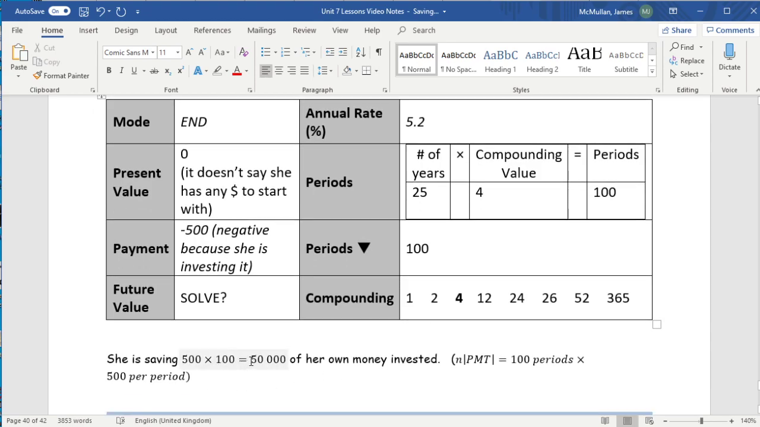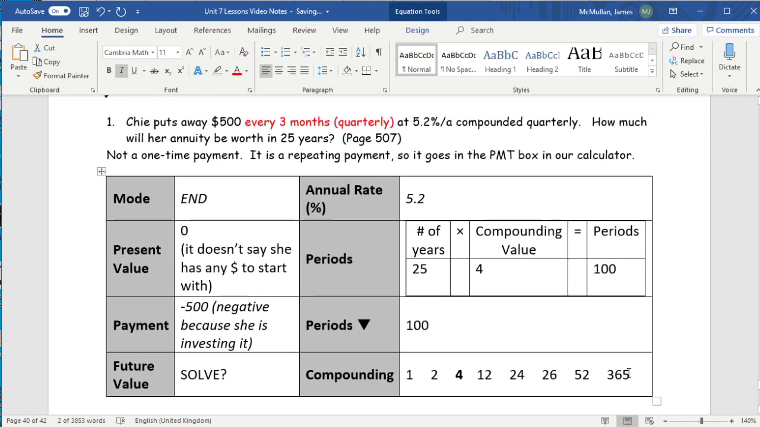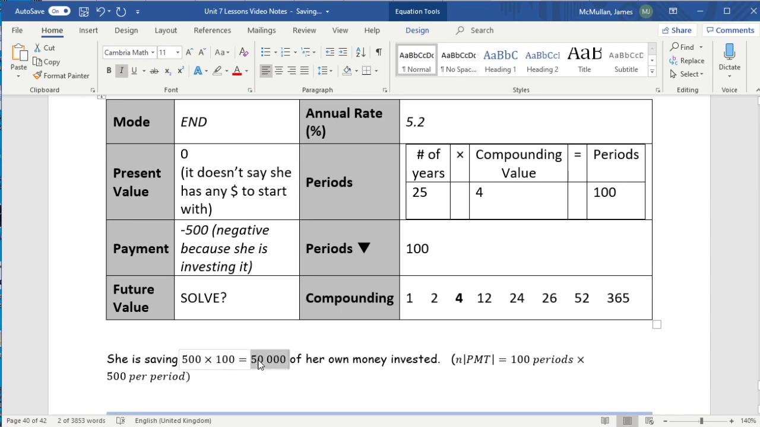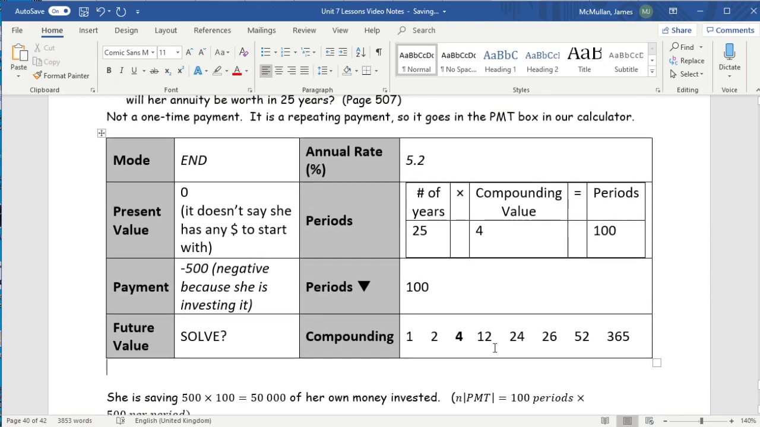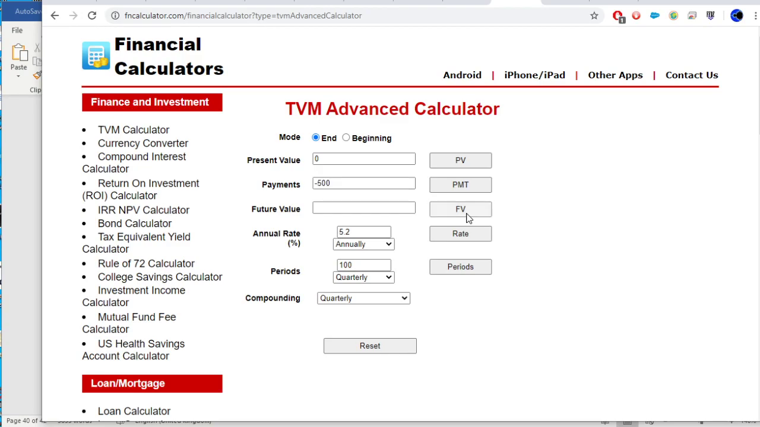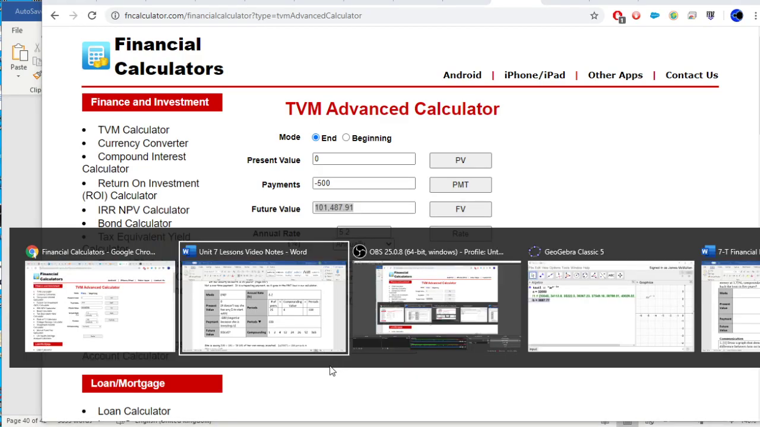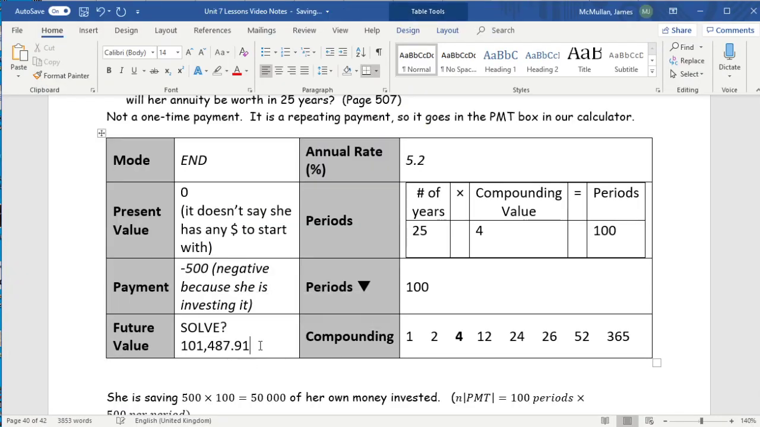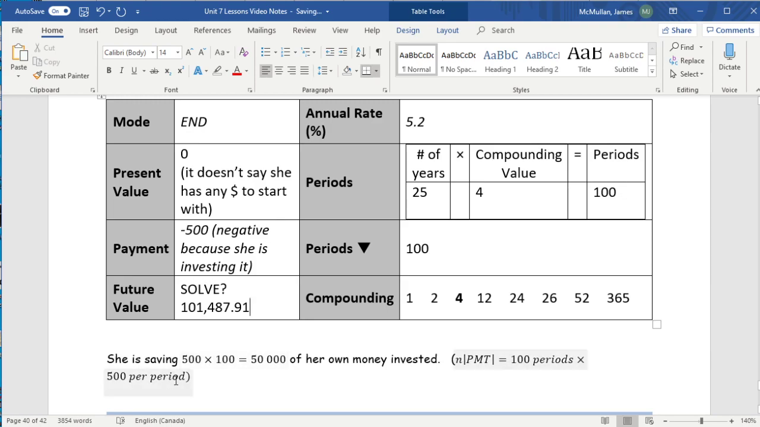So she saves of this money, whatever she's about to get, $50,000 is what she put in. Okay, let's see how much she actually gets. $101,487.91. So despite the fact that only 50 grand of it is her own money, she actually has over $100,000, right?